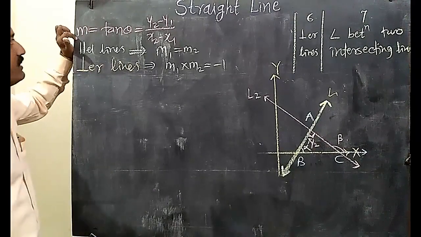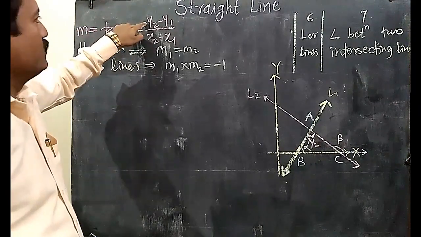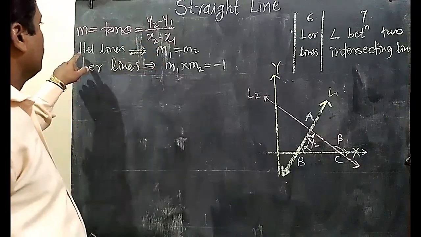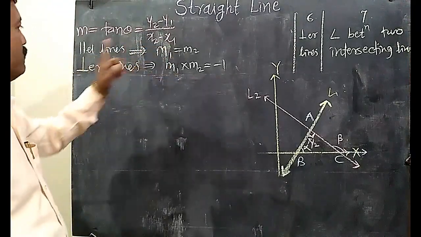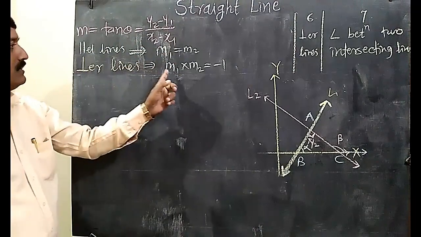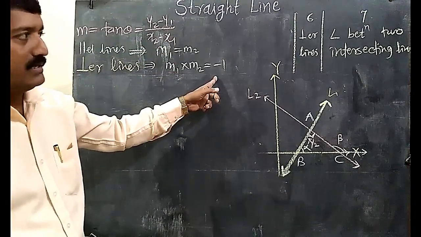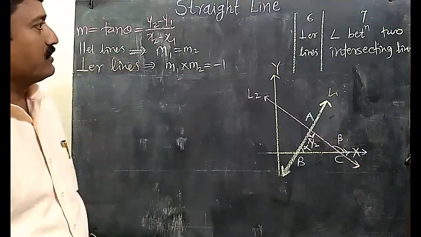First one, that is the slope of line, that is equal to tan theta equal to y2 minus y1 upon x2 minus x1. If lines are parallel lines, then their slopes are equal, and if lines are perpendicular, then the product of their slopes is -1. So remember these three important formulae.